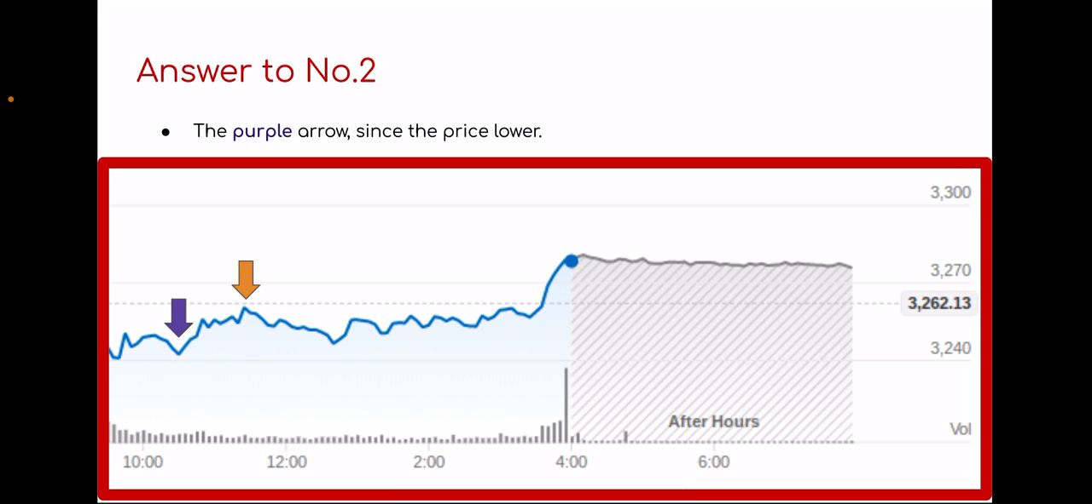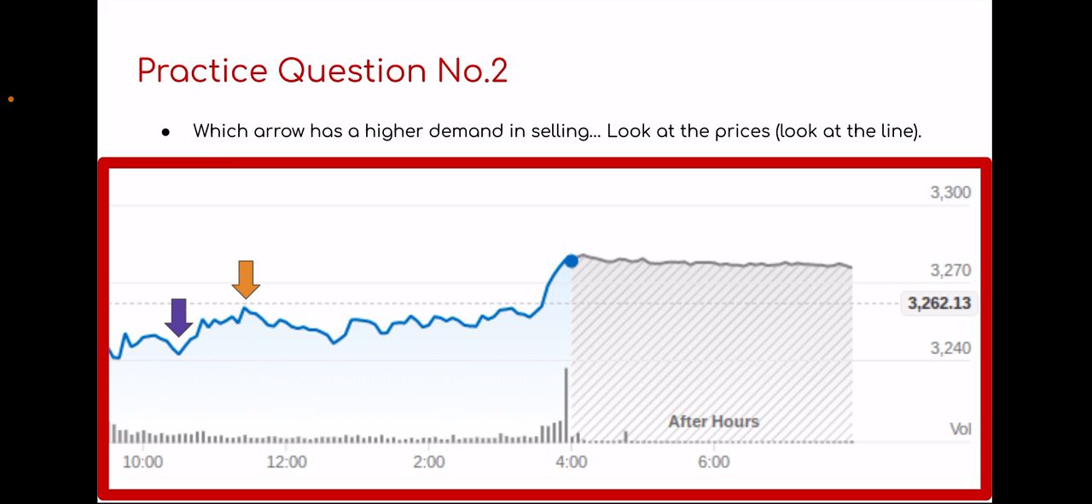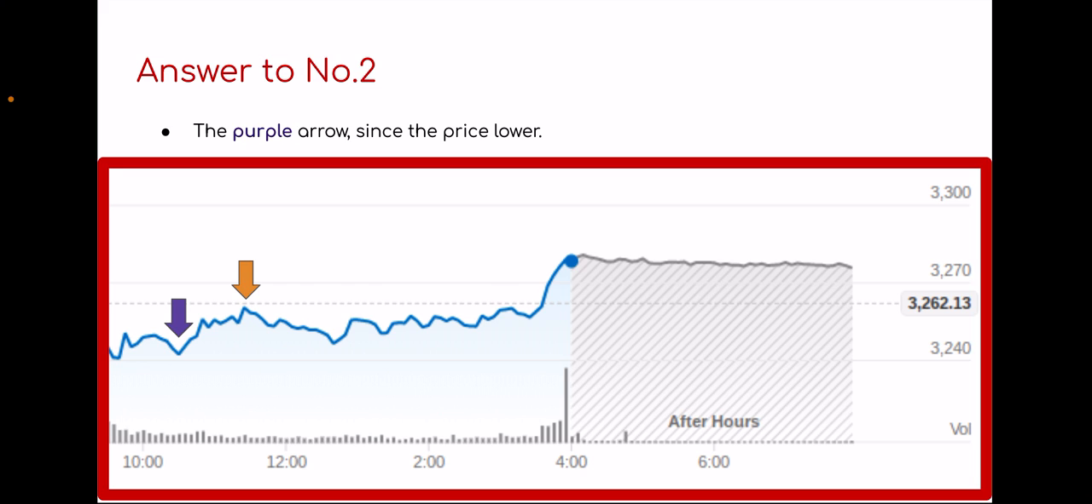If you said purple arrow, then you are correct. The purple arrow will be the answer since the price is lower. Since there is a larger demand in selling, the price will be lower.